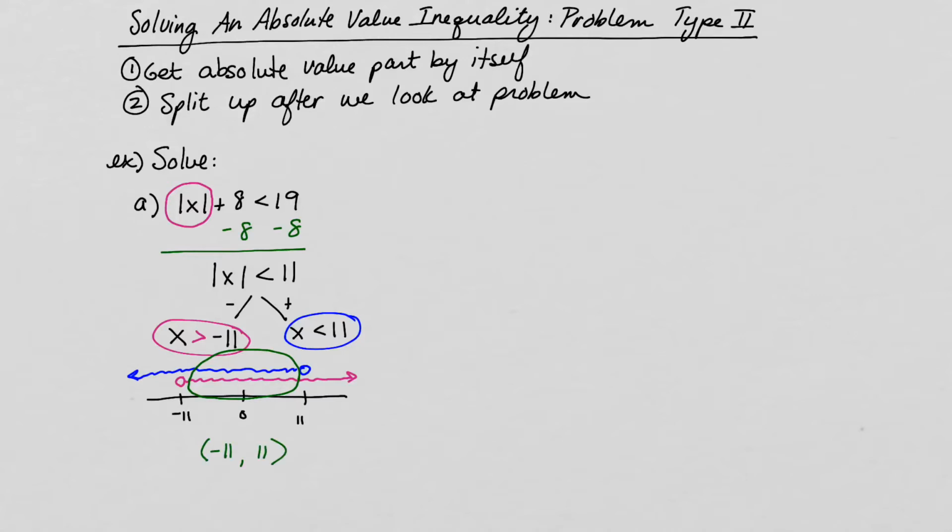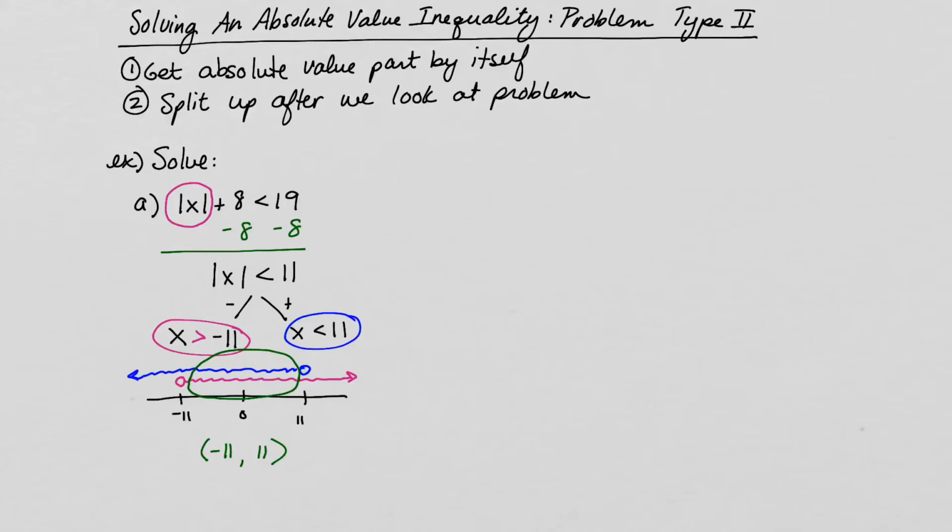Now, something to watch out for: if it asks you to graph this, it only wants the middle part shaded in. It wouldn't want this part out here and this part out here. It would only want the answer if it asks you to graph it. But I use this part here to help me figure out how to get the answer.